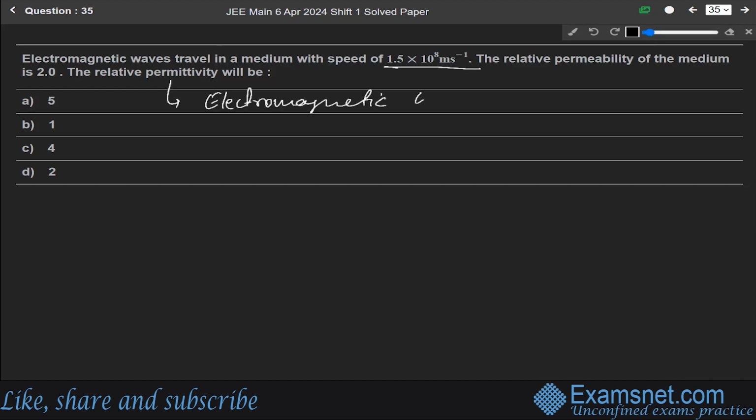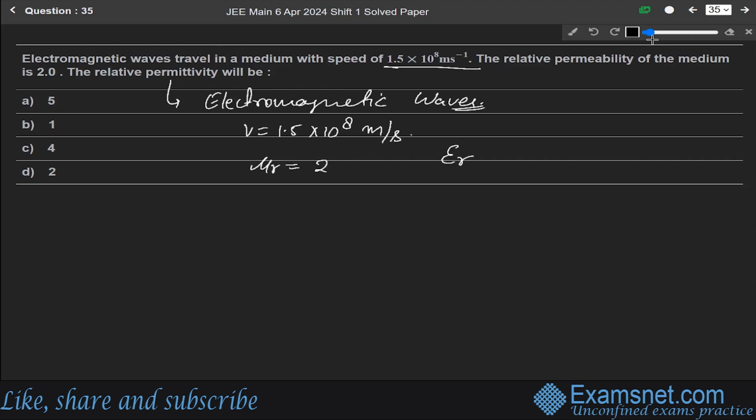Electromagnetic waves chapter. So we are given the speed v as 1.5 × 10^8 meters per second, and the relative permeability of the medium is given as 2.0. Means we are given mu r equals 2, and we have to find the relative permittivity, means we have to find epsilon r.